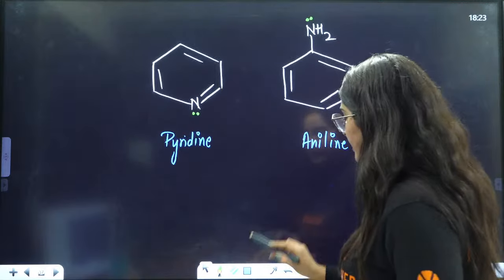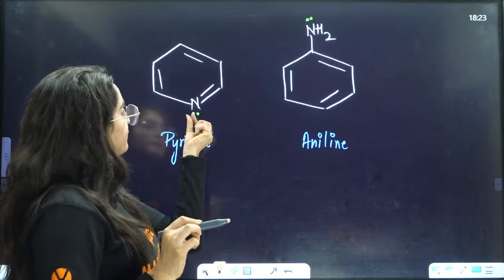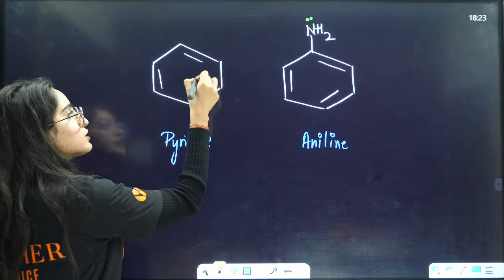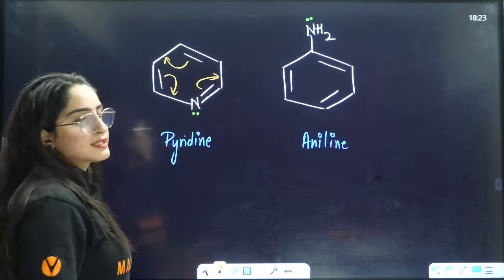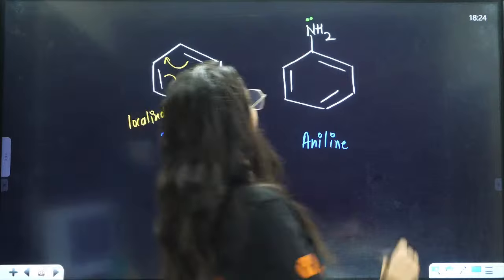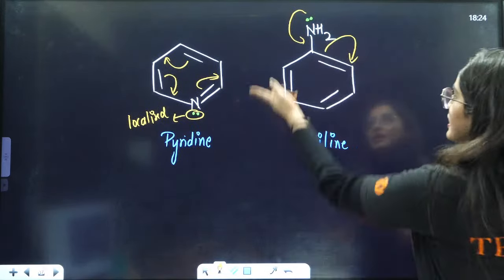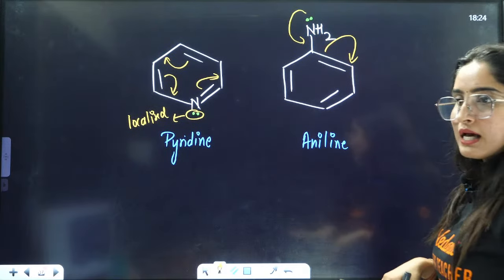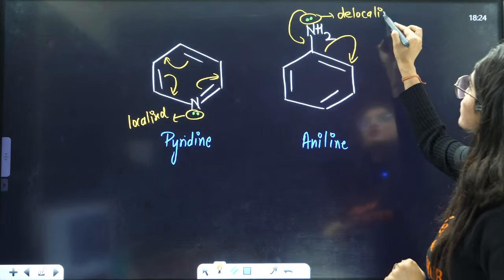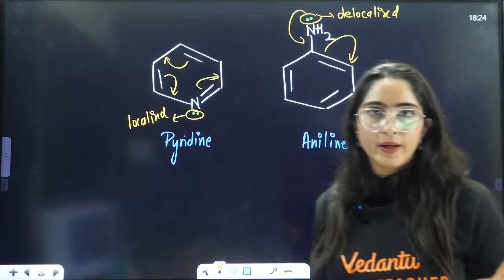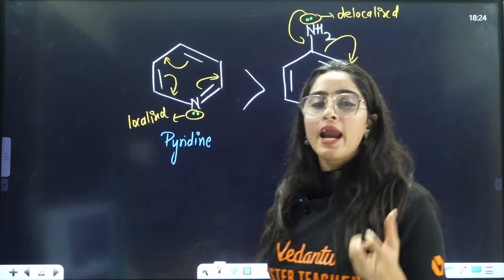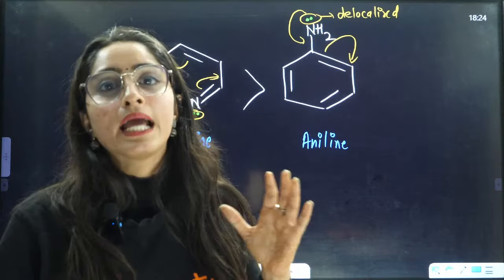Here understand one thing: in this case there is a lone pair and a double bond. So the resonance is not due to this lone pair, it is due to the pi electrons only. That is why this lone pair is localized in nature. But in aniline, this lone pair will shift here, this pi bond will shift here, and there will be resonance throughout this benzene ring. That is the reason this lone pair is delocalized. When you have a localized lone pair, it will be more basic in nature. The more the availability of the lone pair, the more the basicity. Hence we say that pyridine is more basic as compared to aniline.